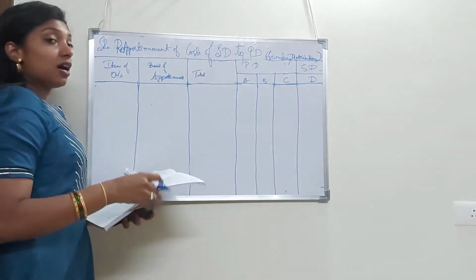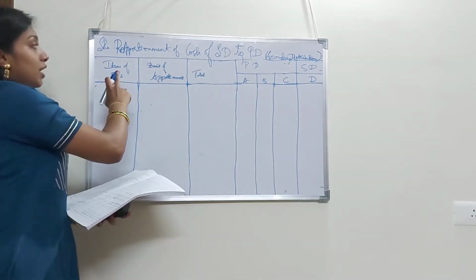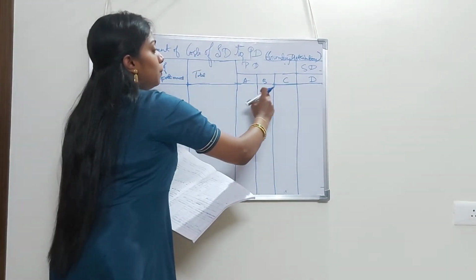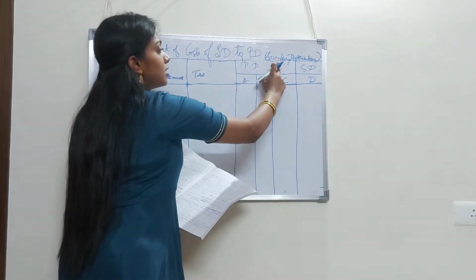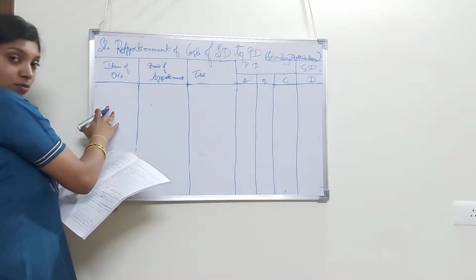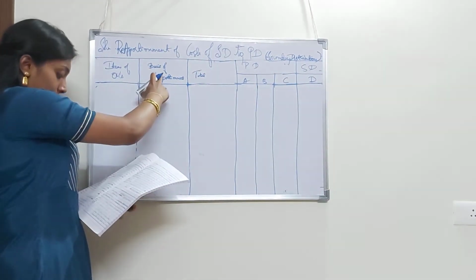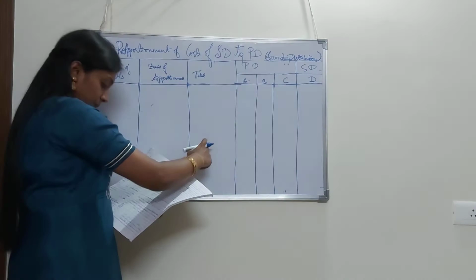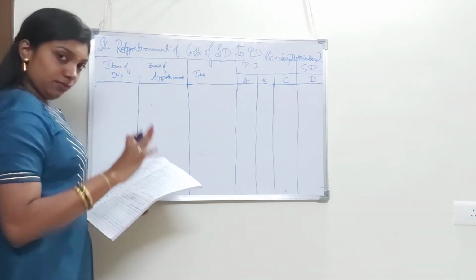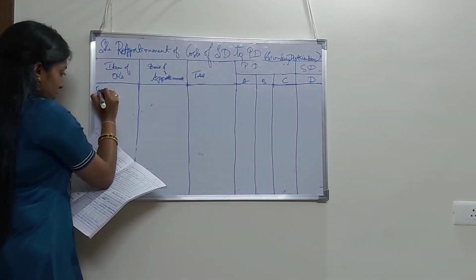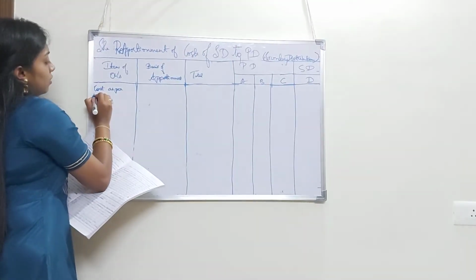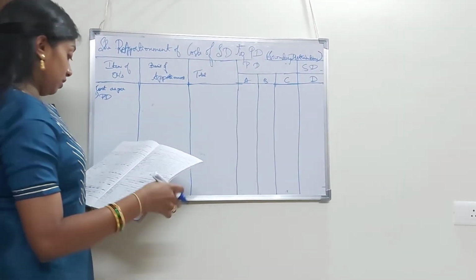Now, we'll start with the secondary distribution. As soon as you write reapportionment of costs of service department to production department, you are writing it as secondary distribution summary or secondary distribution statement. The columns would be items of overhead, basis of apportionment, total, production department A, B, C, service department D. After this, first you are going to write cost as per primary distribution.